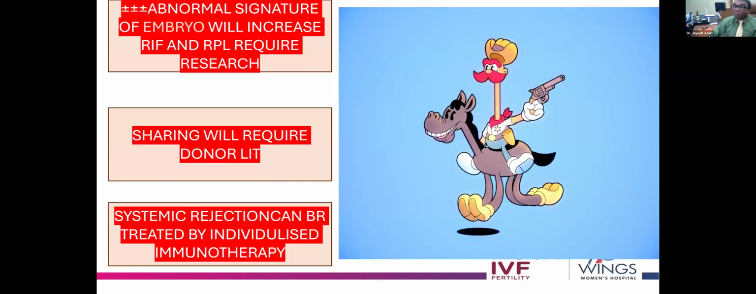So my conclusion is that an abnormal signature of the embryo will increase RIF and RPL, and this requires research. Sharing will require donor LIT. I don't believe in husband LIT, and systemic rejections will be counted individually by immunotherapy.